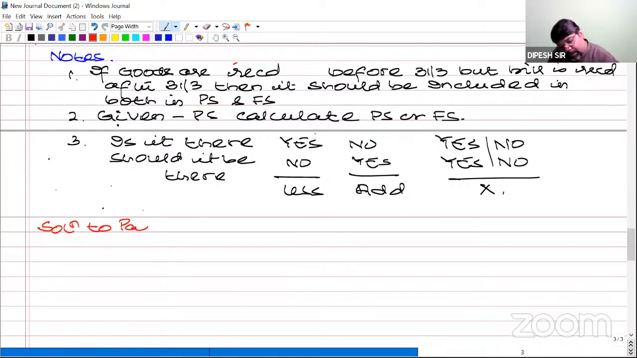Solution to page number 6, question number 5. Let's read this question.